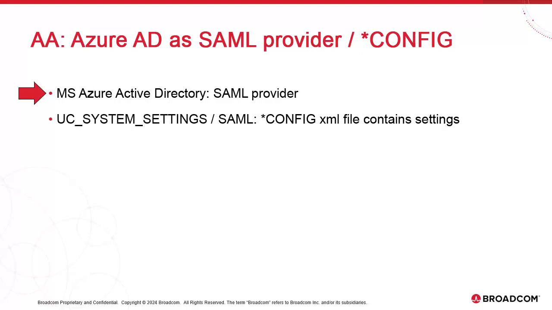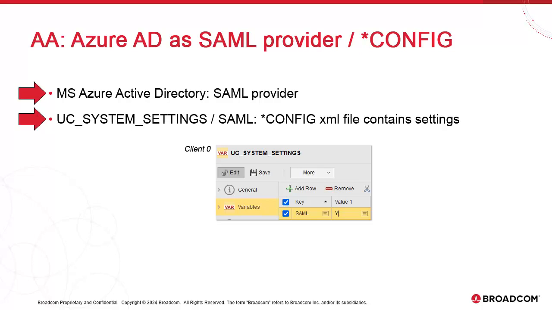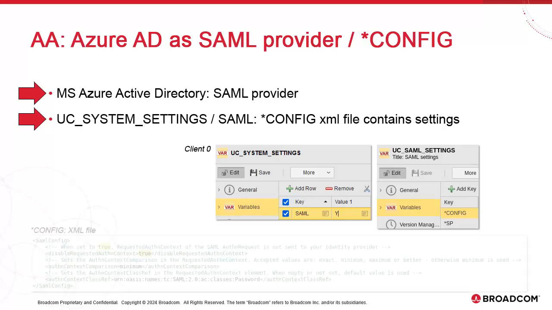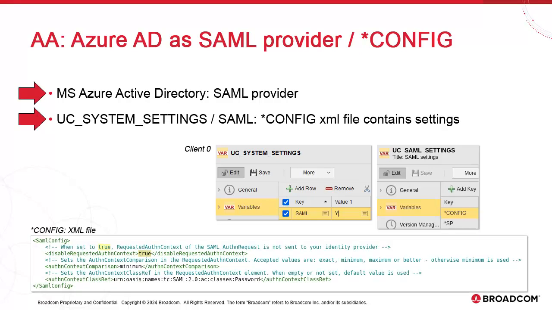To enable SAML-based SSO as opposed to, say, Kerberos, we use two variables in the client 0 div variables folder. UC_SYSTEM_SETTINGS has a key called SAML, which you set to yes, which enables two keys in the other variable, UC_SAML_SETTINGS. These keys, *config and *sp, contain all the relevant information to configure the SAML identity provider. *sp contains the entity description tags, basically the provider URI, HTTP post, and HTTP redirect bindings. *config contains configuration settings. The service pack portion of this feature is Microsoft Azure Active Directory, which now qualifies as one of those identity providers.